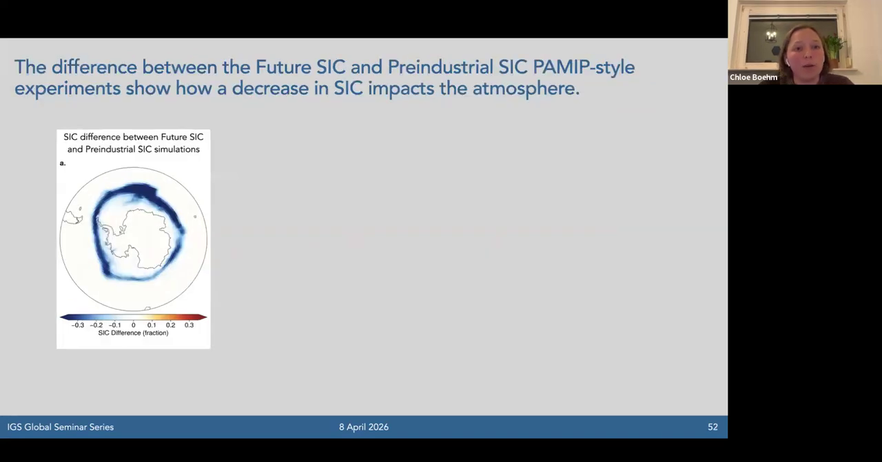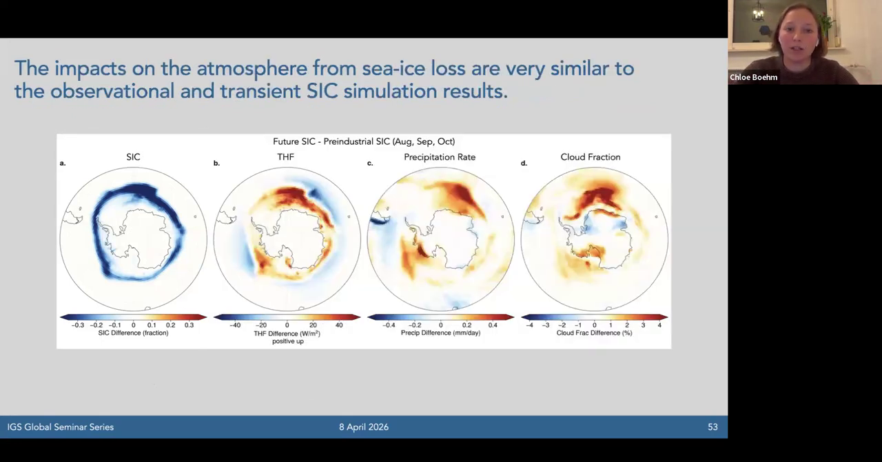And so then if we look at the PMIP style experiments, first we look at simply what the sea ice difference is between these two simulations. This is just where the sea ice melt occurred, where the sea ice difference is between the future and pre-industrial simulations. And then we can look at the difference between these two simulations of these three variables again. And what we see is that given the sea ice loss between the two simulations, there's also a corresponding increase in turbulent heat flux, precipitation, and cloud fraction.